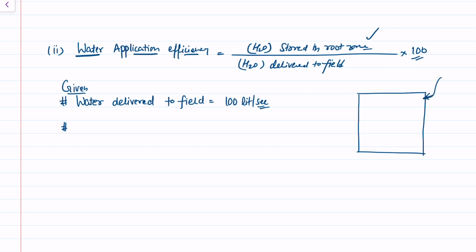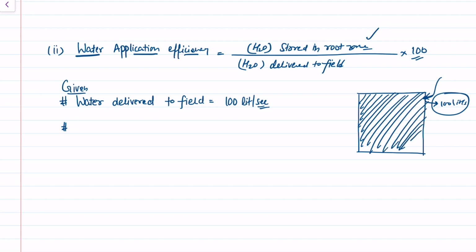Now, once the water is delivered to the field, the water delivered to the field is 100 liters per second. This is the discharge at which the water is being delivered to the field. Now, water is applied, or the irrigation is done. Now, once the irrigation is done in the field, what will happen?